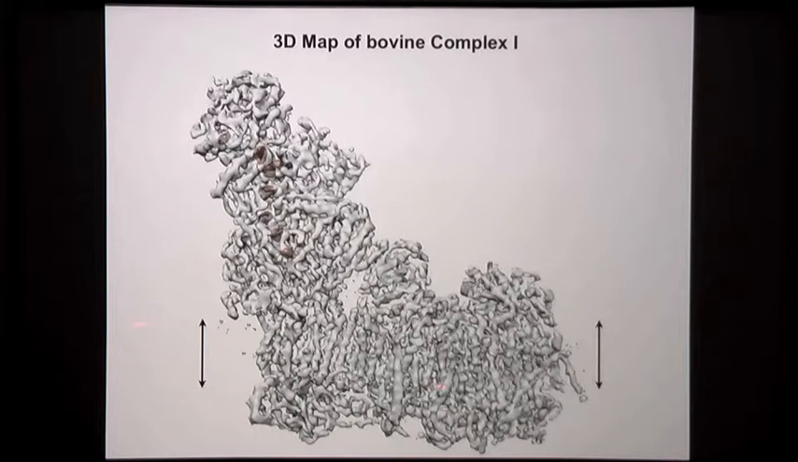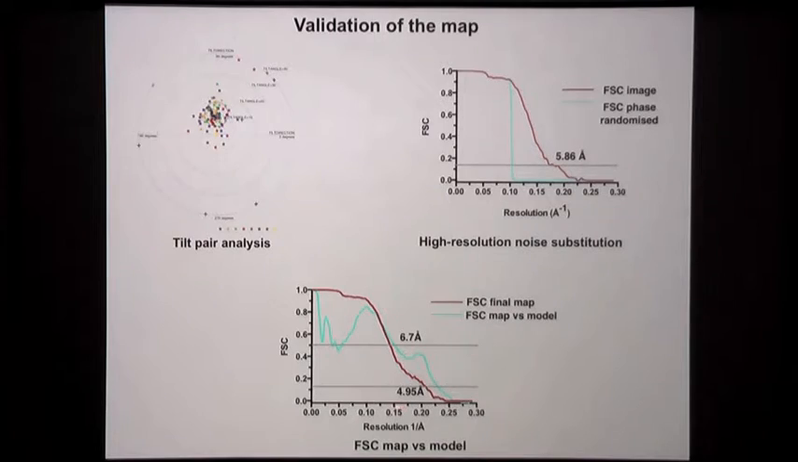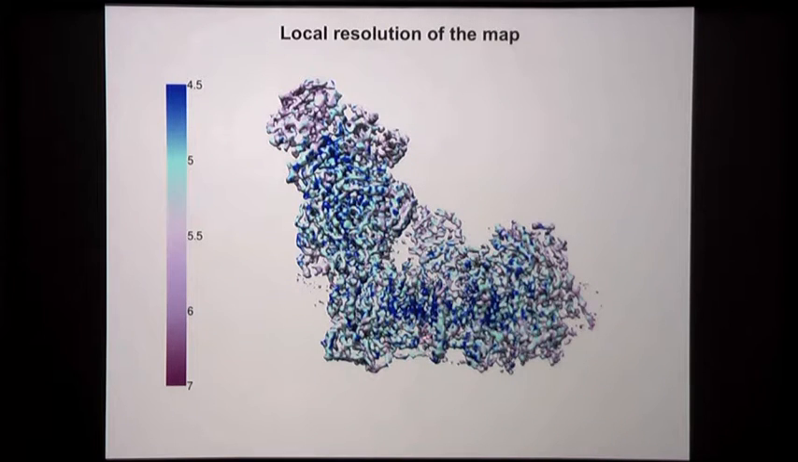If I take away the detergent lipid densities, you can see a lot of transmembrane helices crisscrossing the membrane domain. It's important to validate, so I've done all the validation methods recommended by Richard: tilt pair analysis, high resolution noise substitution, and comparing the final model to the map. In the local resolution, although the overall structure is about 5 angstrom, you can see that the core of the protein is close to 4.5 and so on.